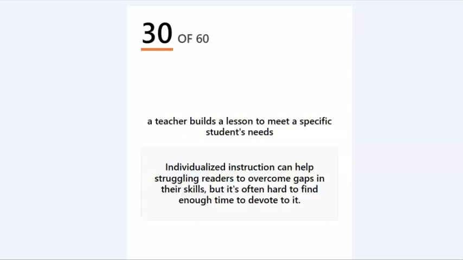Individualized instruction. A teacher builds a lesson to meet a specific student's needs. Individualized instruction can help struggling readers to overcome gaps in their skills, but it is often hard to find enough time to devote to it.